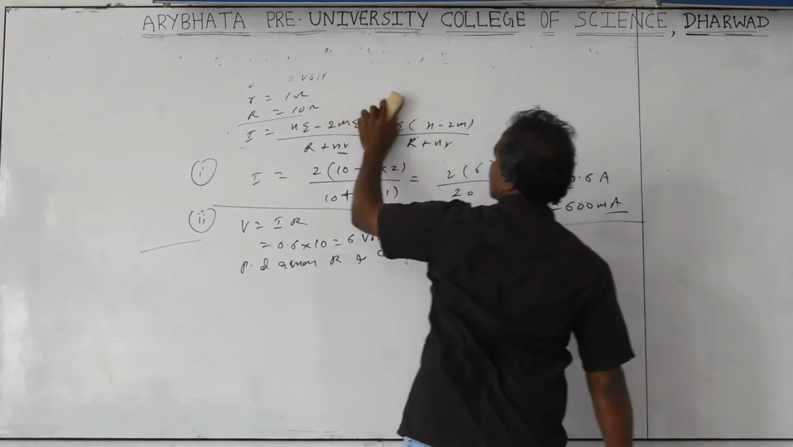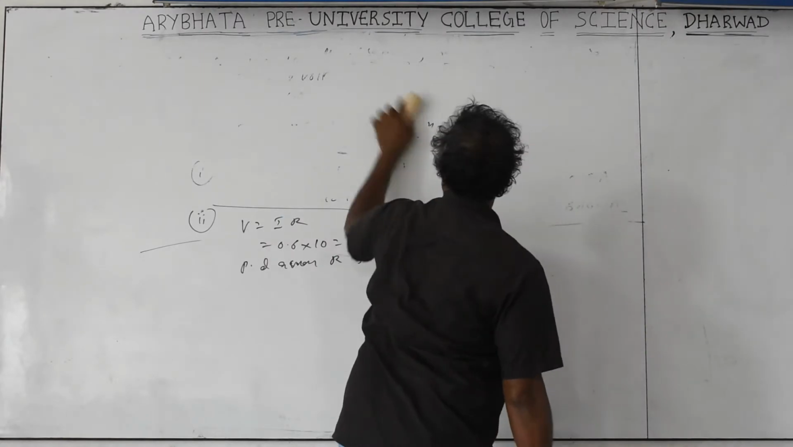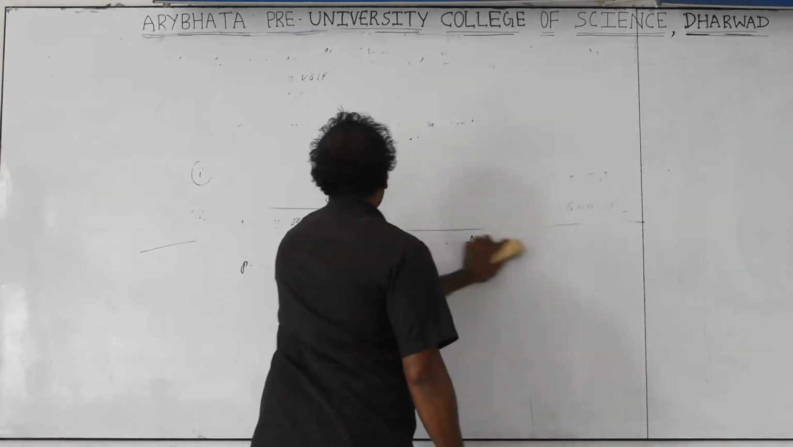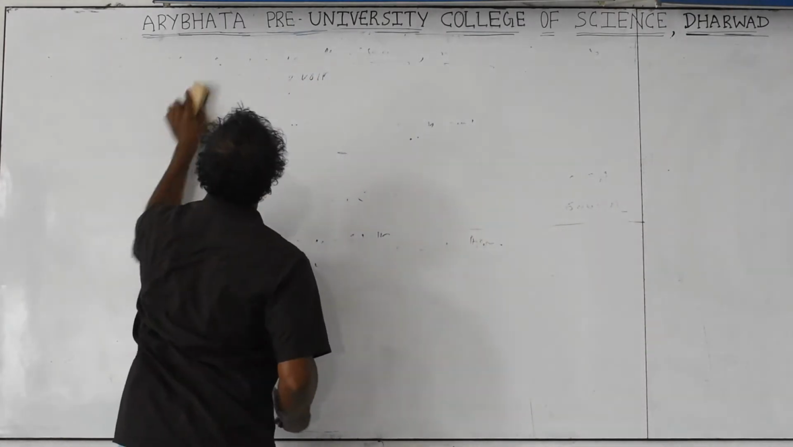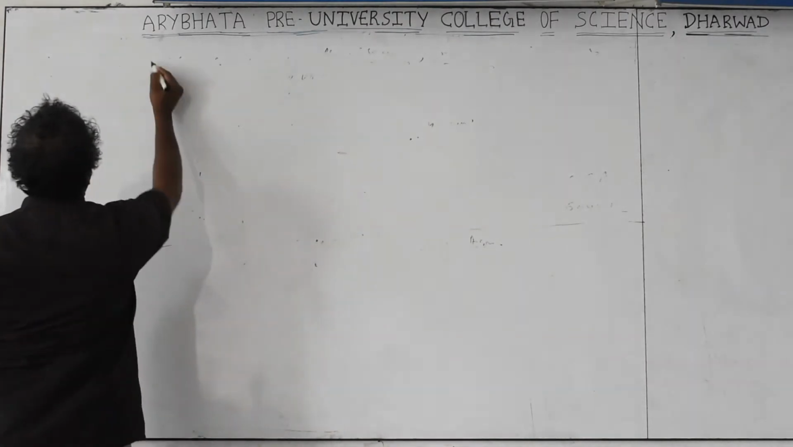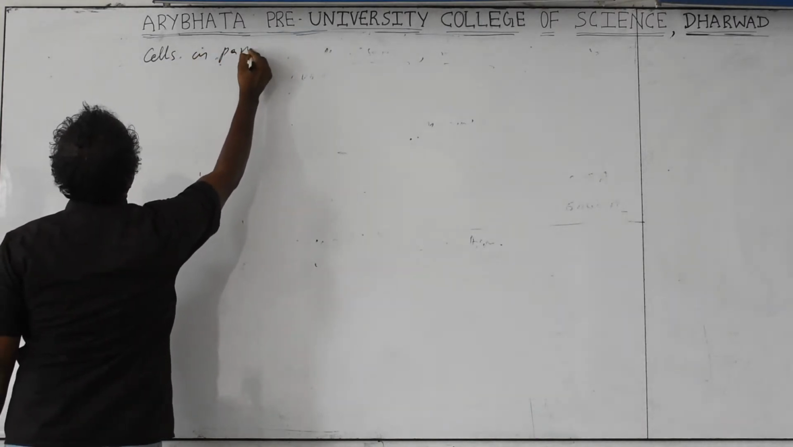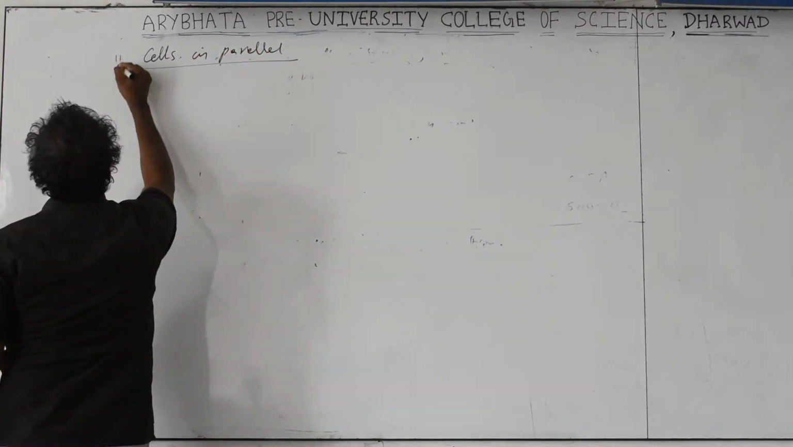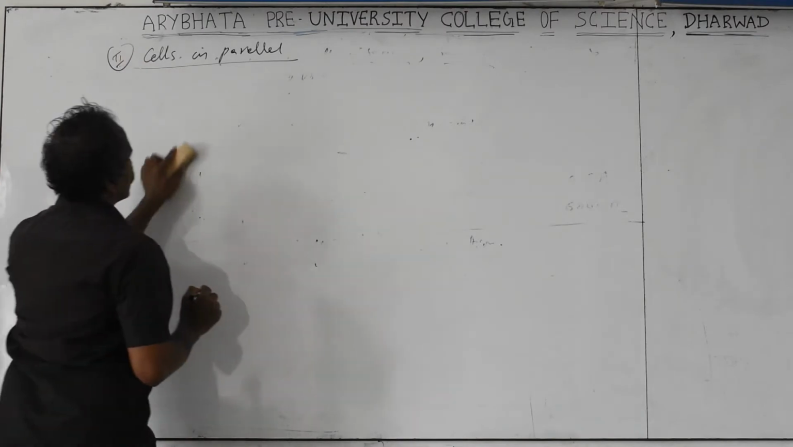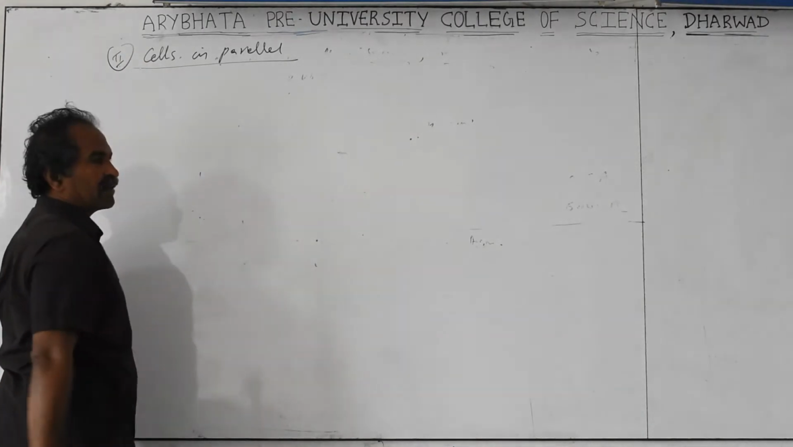Next we will discuss cells in parallel. Equivalent EMF for cells in parallel. This is a 5 marks question, very important. Cells in parallel is a combination of cells. Second case. You will be asked to find the equivalent EMF and resistance.